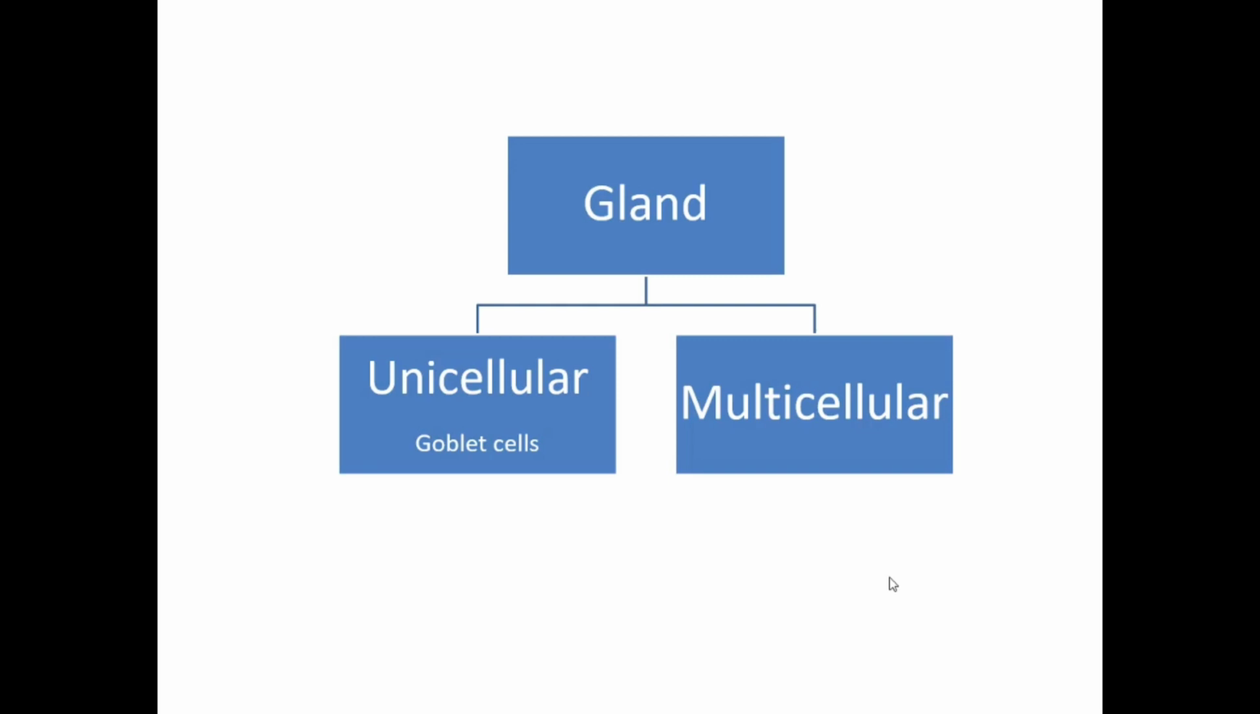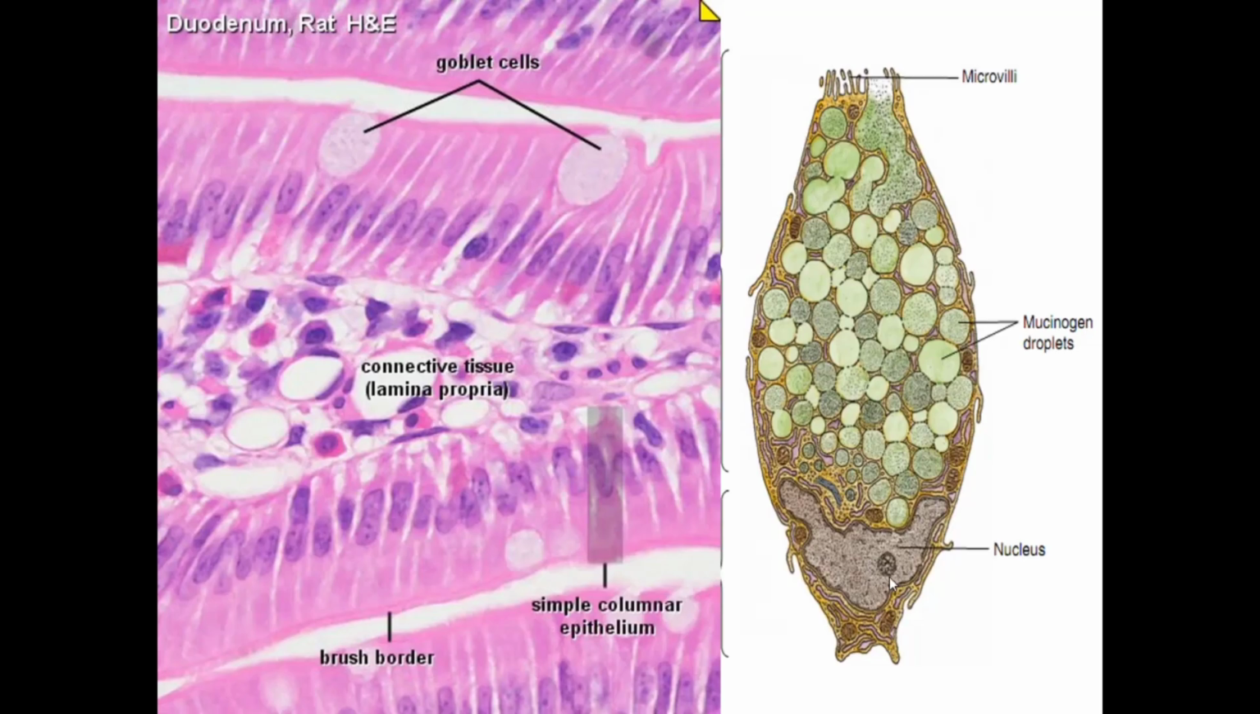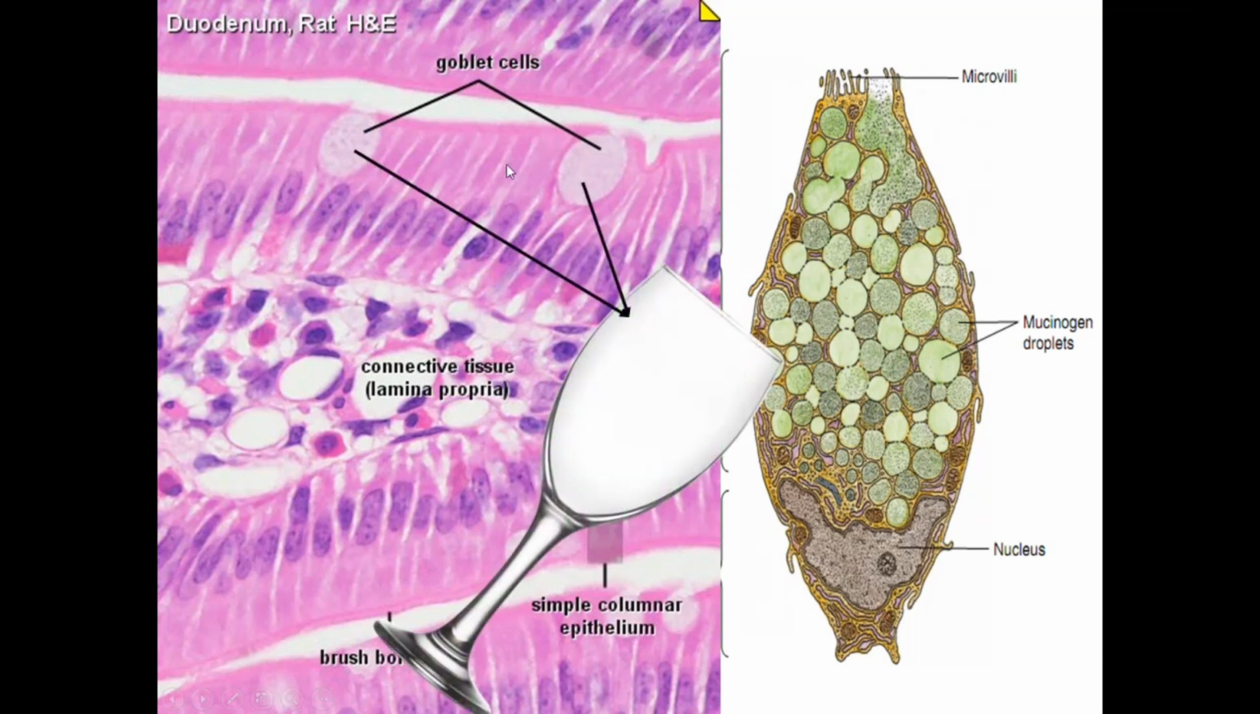The well-known example of a unicellular gland is our goblet cells. This picture is a section from the small intestine villus. You can see the goblet cells. We call them goblet cells because the shape of the cells closely resembles a wine goblet, as you can see in this picture. These cells produce mucus on the surface.